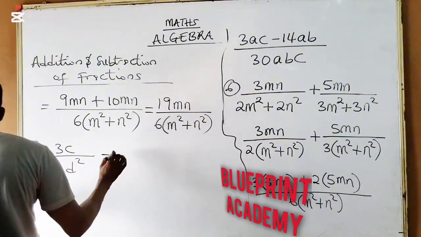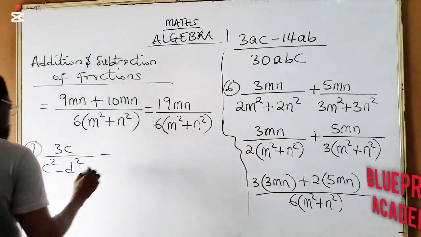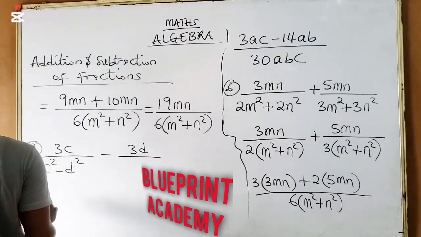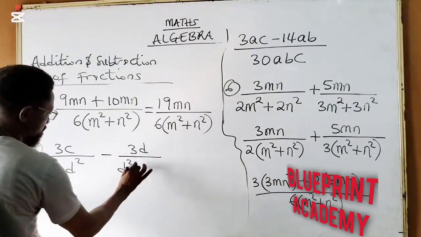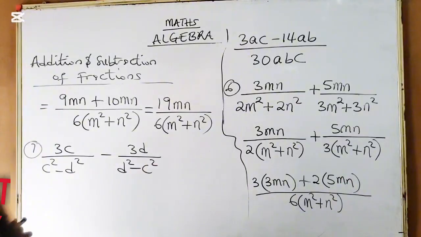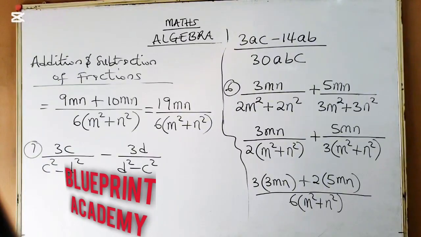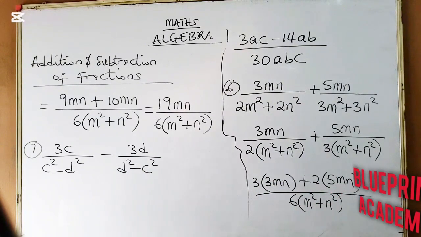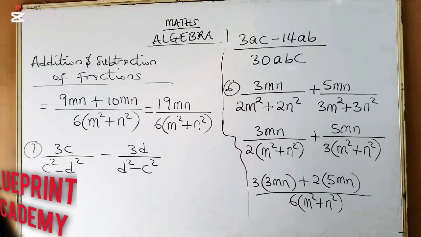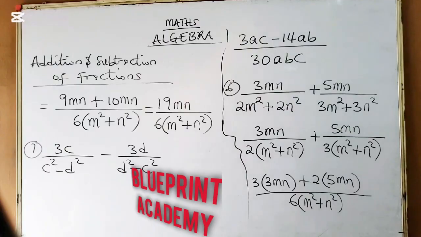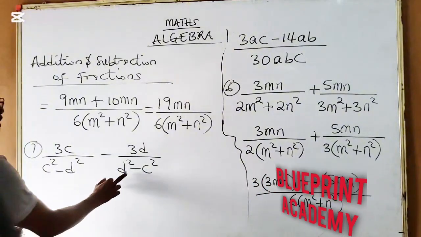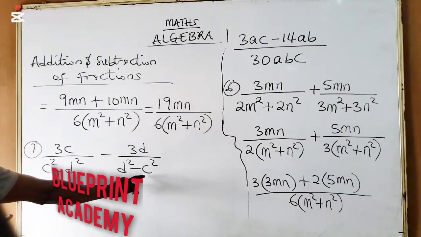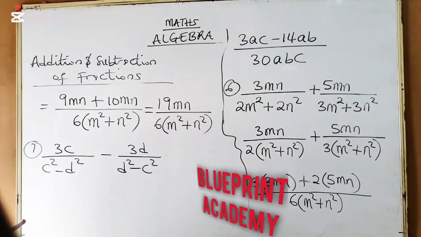Minus 3d all over d squared minus c squared. Now if you look at this one, it may look like they are different, but they are not. This one is c squared minus d squared. This one is d squared minus c squared. We have to make this one look like this. We have to write this as c squared minus d squared.